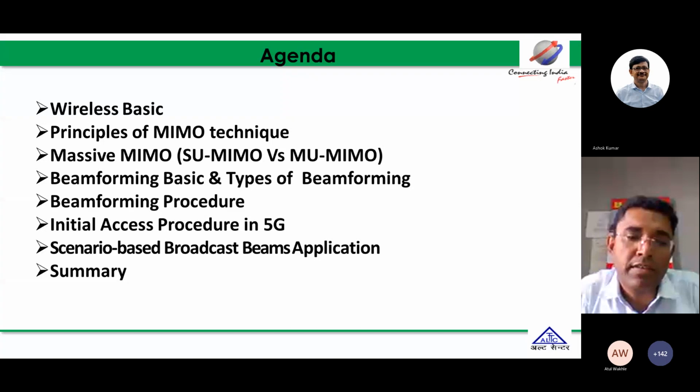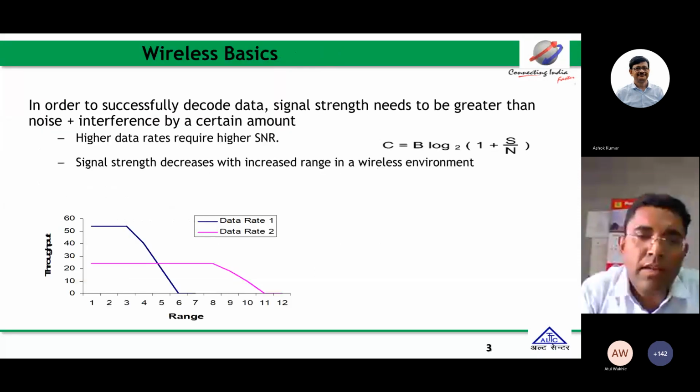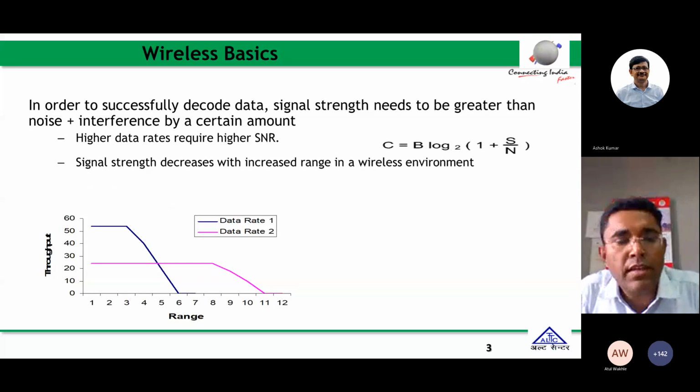After that, we will discuss the beamforming basics and types of beamforming like analog beamforming, digital beamforming, and hybrid beamforming. And then the beamforming procedure, how the beamforming happens in the radio environment in our 5G. Then the initial access procedure in 5G and scenario-based broadcast beam applications in 5G. That's all. So we start first from the wireless basics.